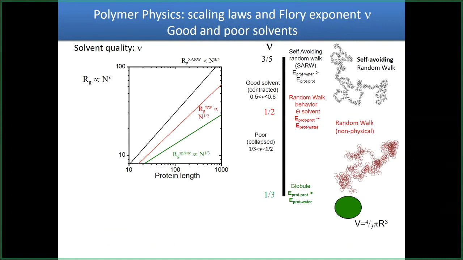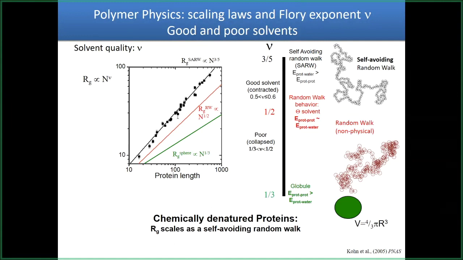And indeed, this is for chemically denatured protein. These are a bunch of data points, and amazingly, they all fall right on this line. So to a very good approximation, unfolded proteins, intrinsically disordered proteins, and chemically denatured proteins obey the self-avoiding random walk trend. Questions on this?